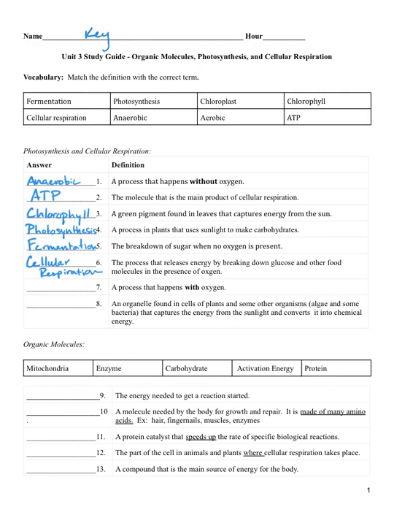Number 7 says a process that happens with oxygen. So any reaction that occurs with oxygen is aerobic, right? So oxygen has to be there in order for aerobic reactions to occur.